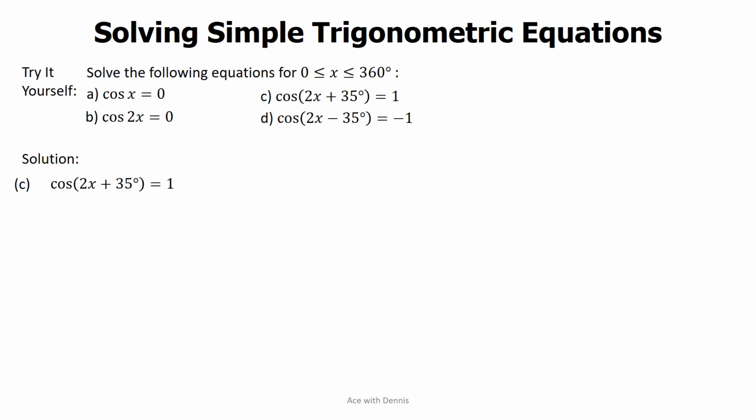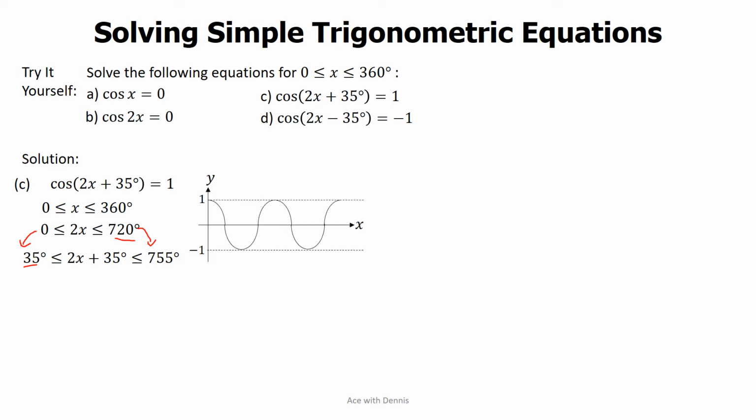Cosine (2x plus 35 degrees) equals 1. The range of x is from 0 to 360 degrees. The range for 2x is 0 to 720 degrees. The range for 2x plus 35 degrees will be 35 degrees to 755 degrees. Again, to get the 35 here, it is 0 plus 35, and 720 plus 35 gives you 755 degrees. All right, and then look at the cycle or the graph of cosine. So two cycles here.